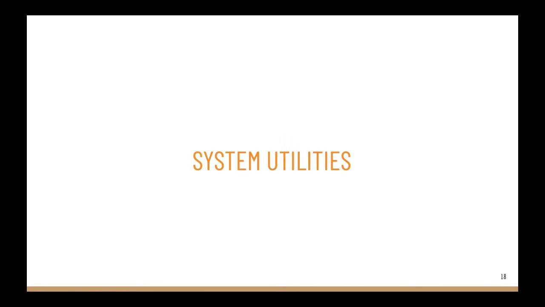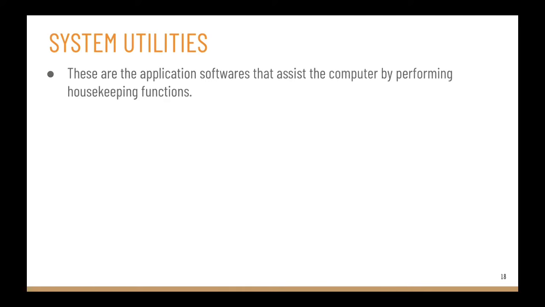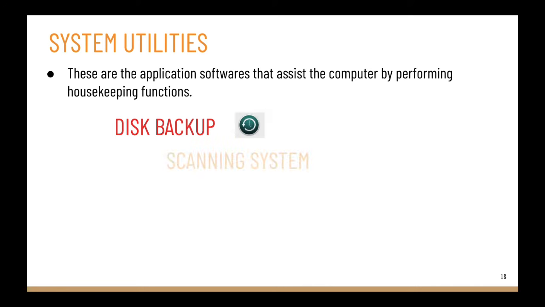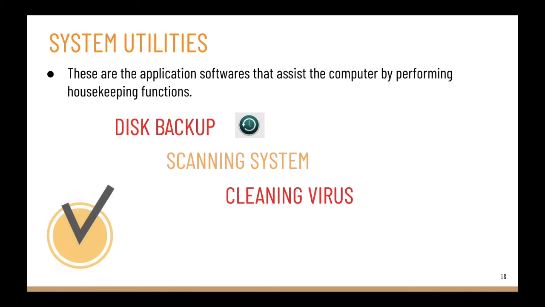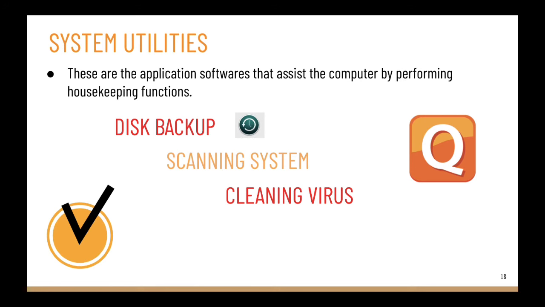Next, let's go to system utilities. What are system utilities? These are the application softwares that assist the computer by performing the housekeeping functions. Housekeeping functions mean the general maintenance activity of a computer, like disk backup, scanning the computer system, cleaning the viruses with the help of various antivirus softwares like Norton and Quick Heal, and various other antivirus softwares are also there, and arranging information properly. These are housekeeping functions. Now, who will help in managing these housekeeping functions of a computer? System utilities will help in managing the housekeeping functions of a computer.